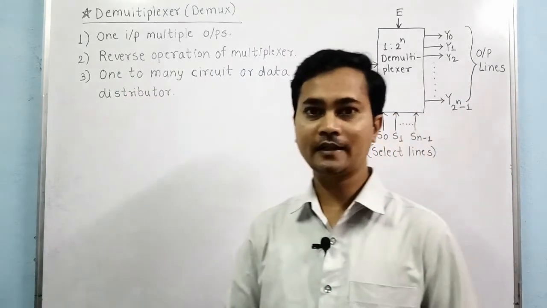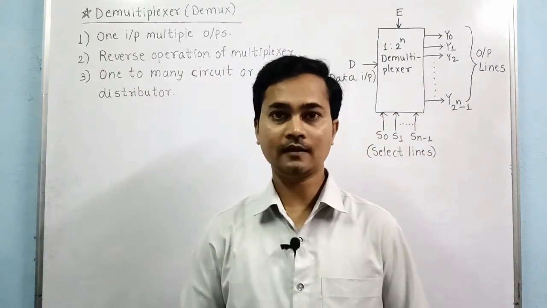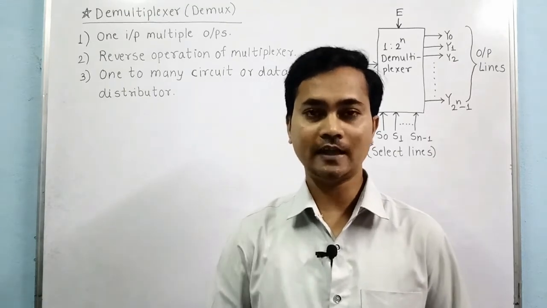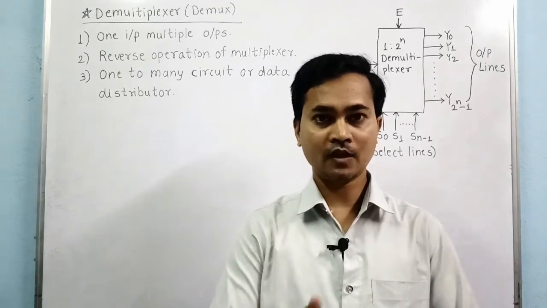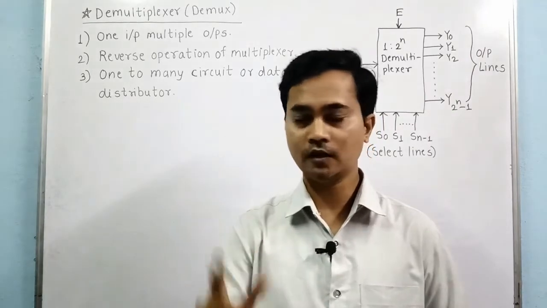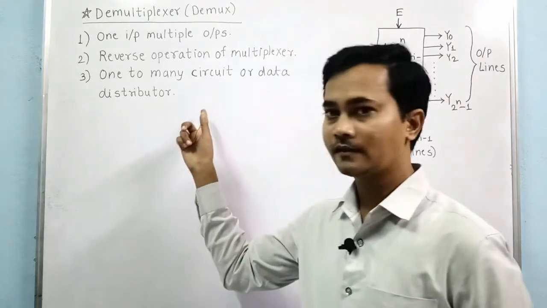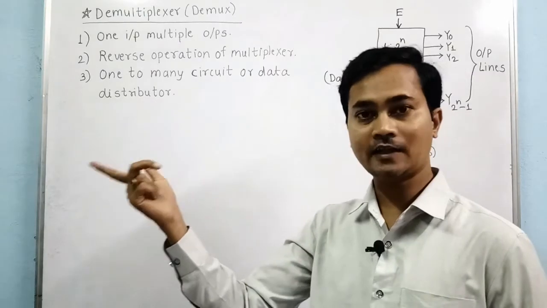So we have seen the multiplexer operation. The multiplexer is also called many to one. That means the multiplexer has a number of inputs and only one output. So the demultiplexer has exactly the reverse operation of the multiplexer.